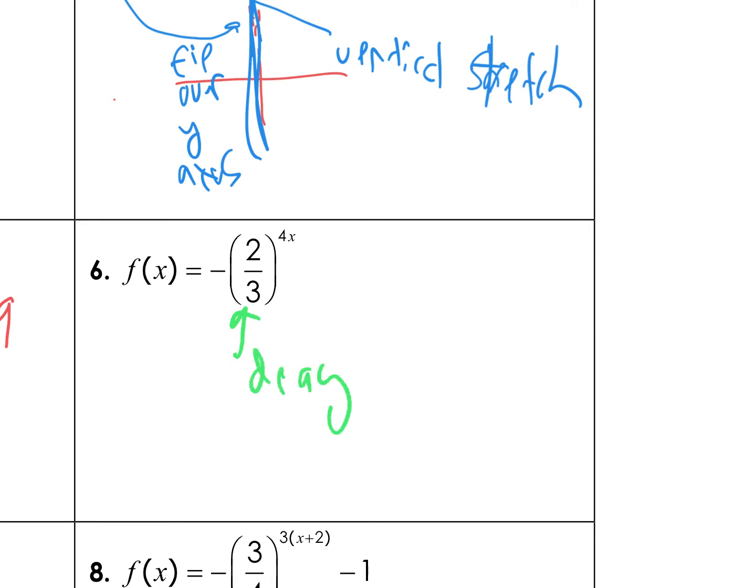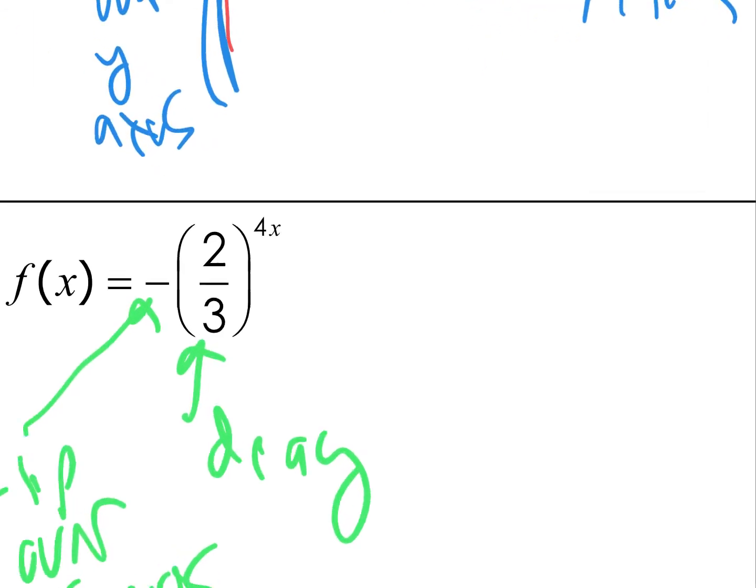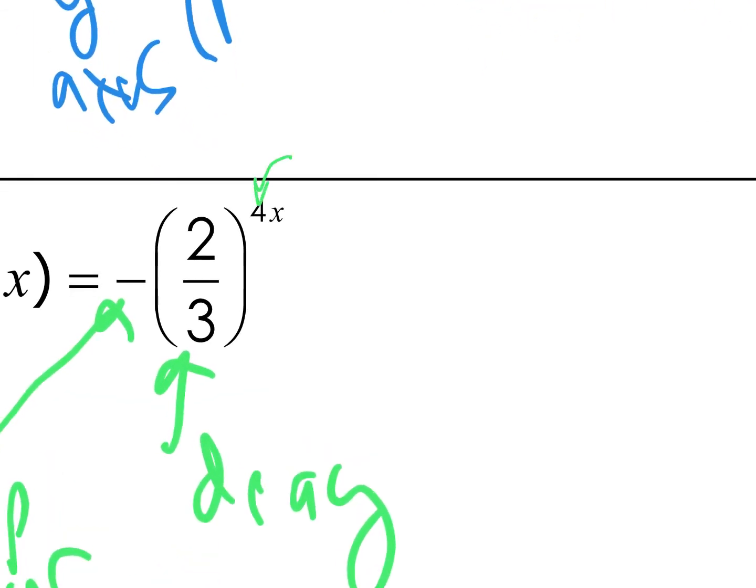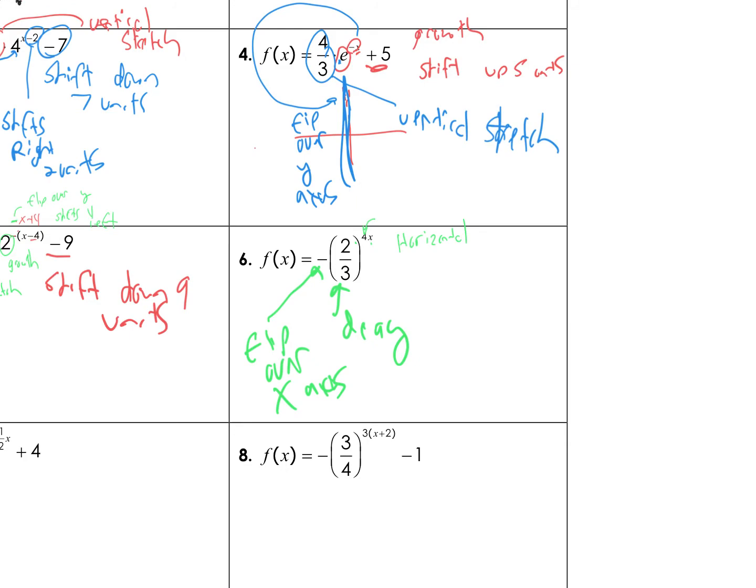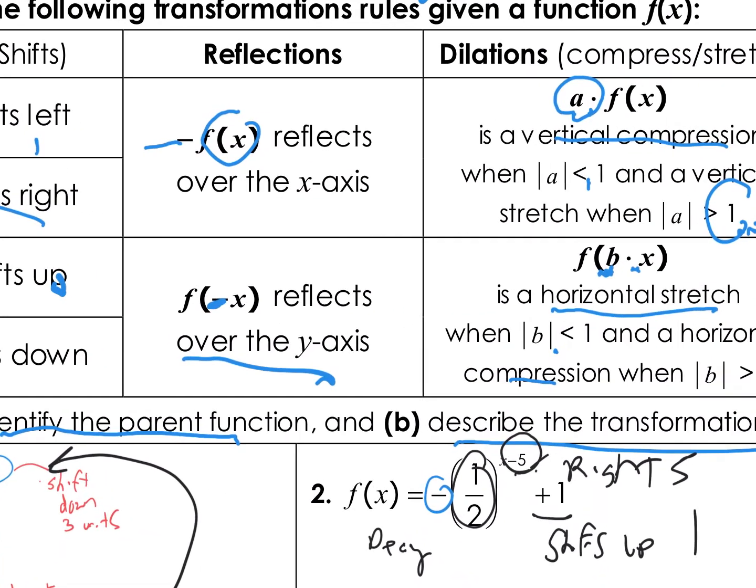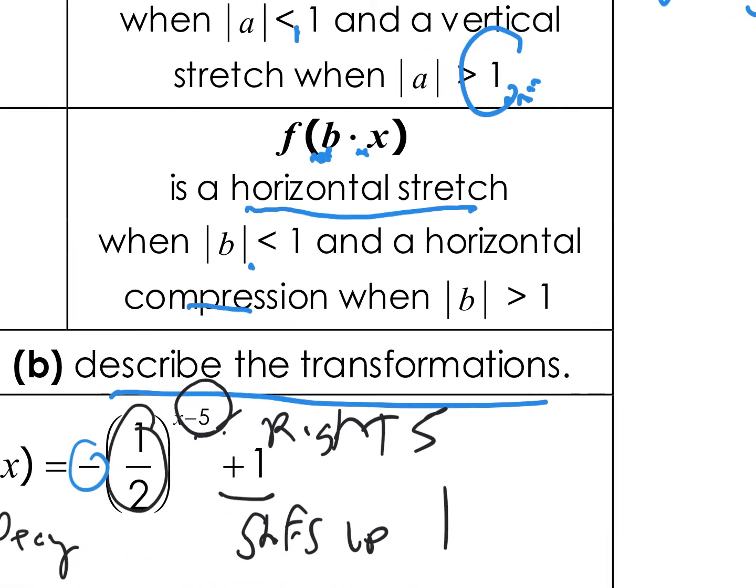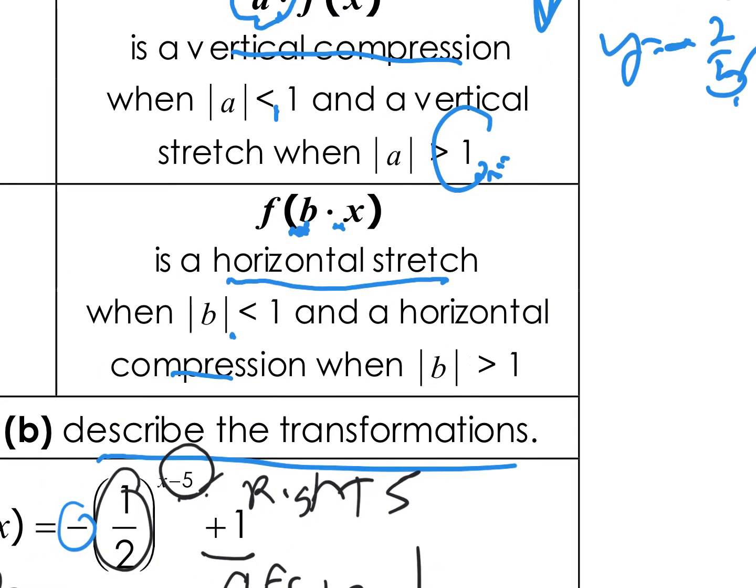Decay. Flip over x-axis. Oof. There is a 4 in front of the x. Horizontal. I want to call it a horizontal. Horizontal. Let's take a cheat sheet up here. Let's see. Right here. The number. Is that where we're looking at?